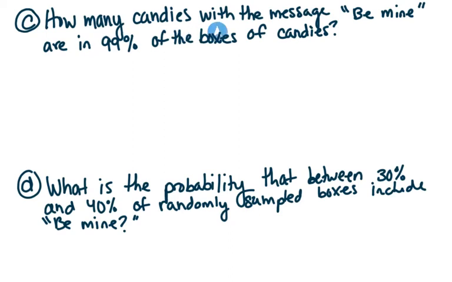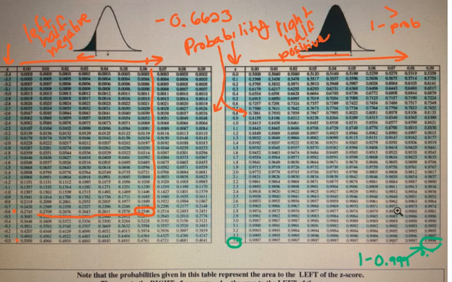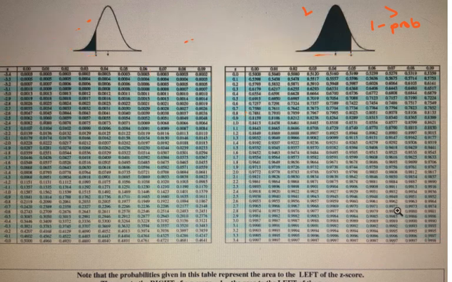It says, how many candies with the message "Be Mine" are in 99% of the boxes of candies? And so this time I know my percentage, but I'm just trying to figure out what my proportion would be. So this time I'm looking for P hat. I don't know what it is. That's going to help me figure out how many. So I'm going to go to my Z table. This time, though, I'm looking for the Z score, not the probability. So I'm going to look inside my table to find 99% or 0.99. I want to get as close to it as possible.